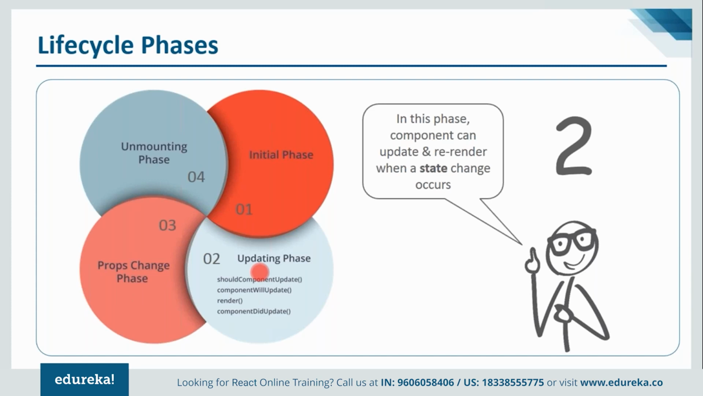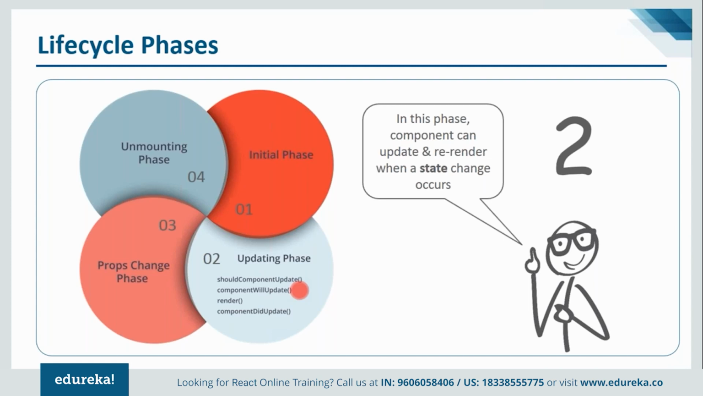And if you use this method and return a true value, the component will update. And in case this method returns a false value, then at that time this component will just simply skip the updating aspect. And then you have another method which is componentWillUpdate. Now this will get called just before your component is about to update, as the name suggests.